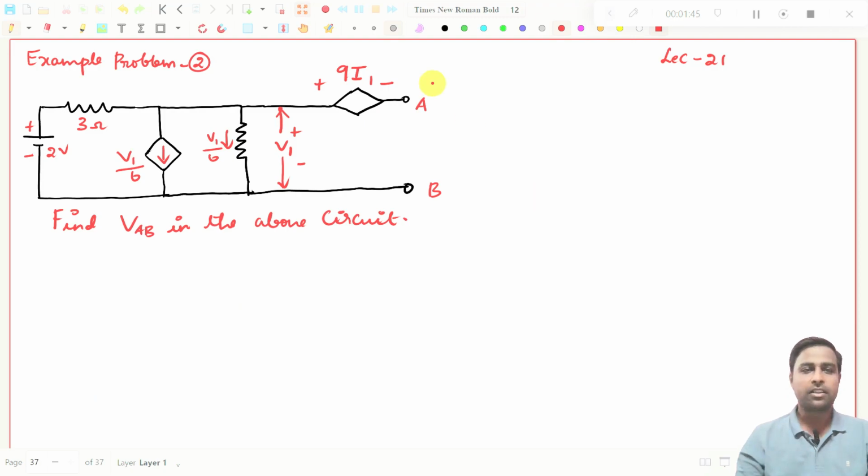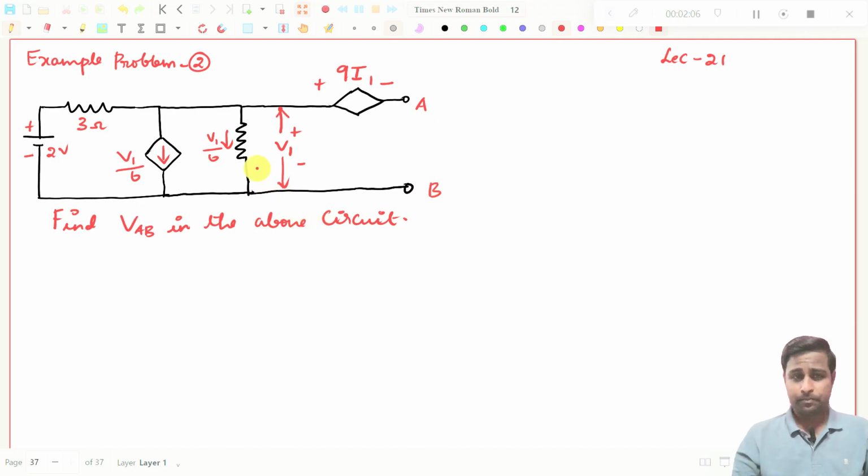This is the problem given. They are asking you to find VAB in the above circuit. You need to find the voltage between these two points. That means VAB, the voltage between A and B. So we have to travel in this way to this point, and we will get VAB.